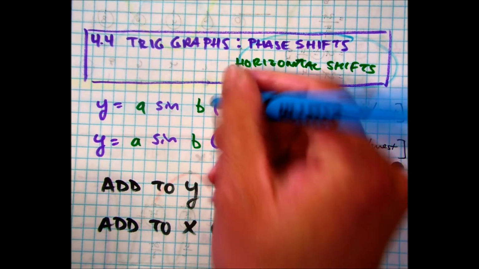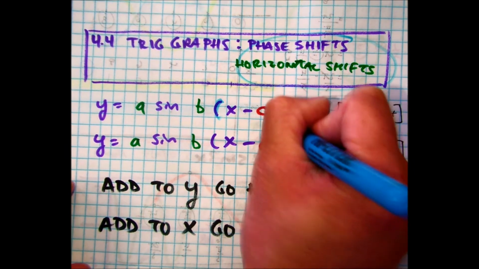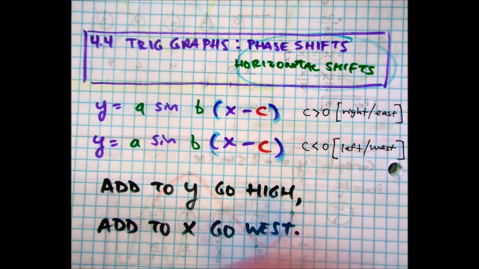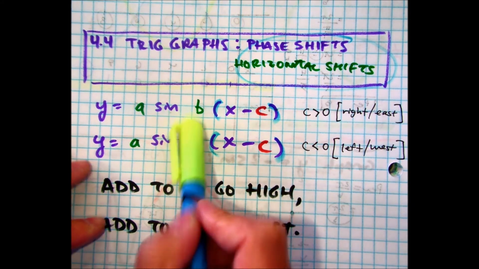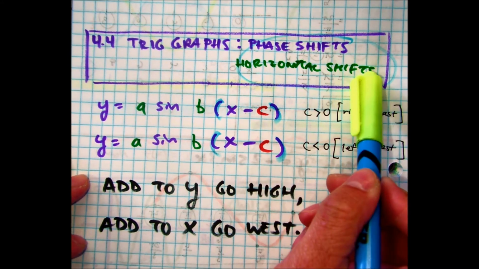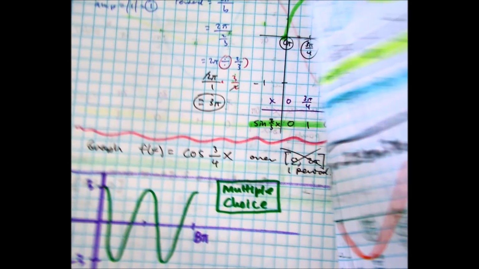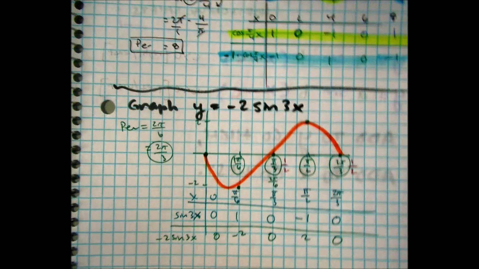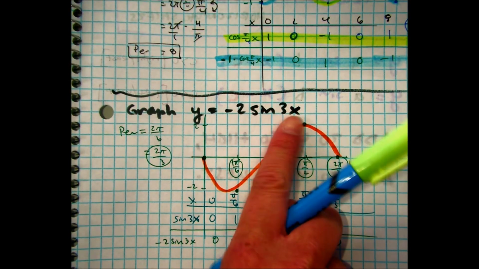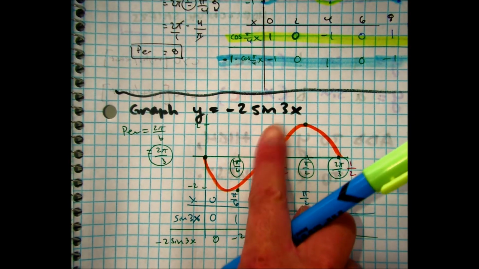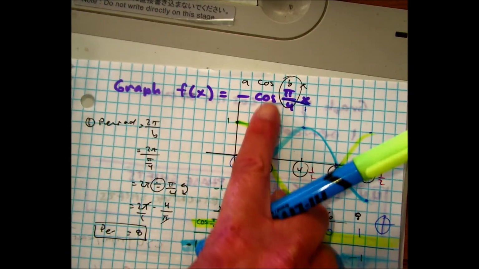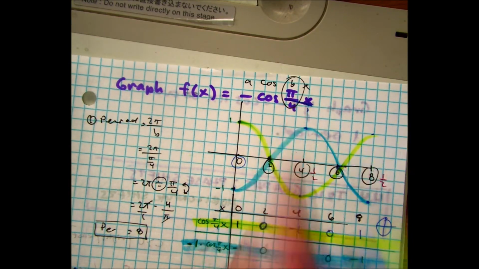It's pretty easy. All you have to do is look for the parentheses. Class, what are you looking for? And once you know there's a parentheses, you know there's a horizontal shift. Let me show you where there are no horizontal shifts. You just look at your previous examples that we've done. There is no parentheses, there is no C value, there is no phase shift. No parentheses, no phase shift.